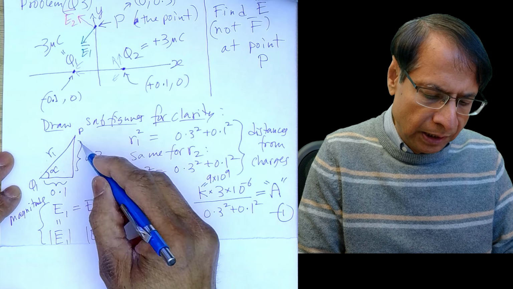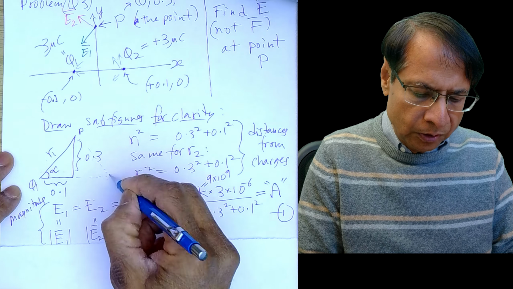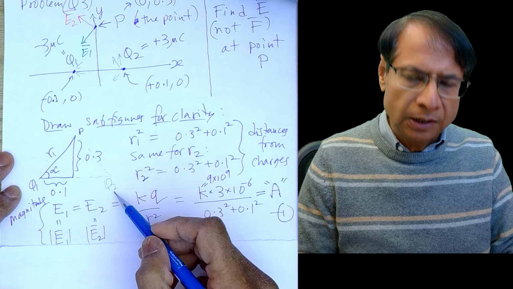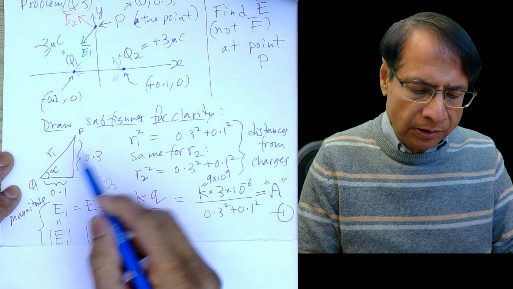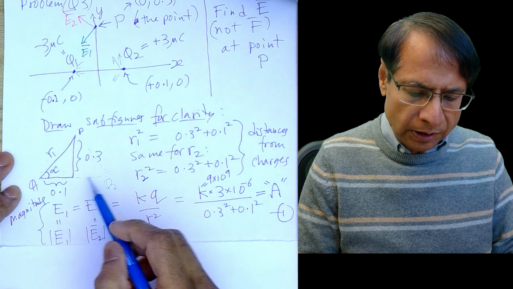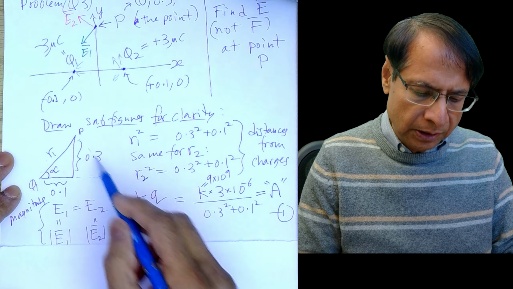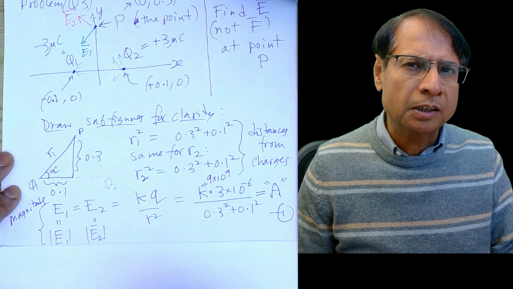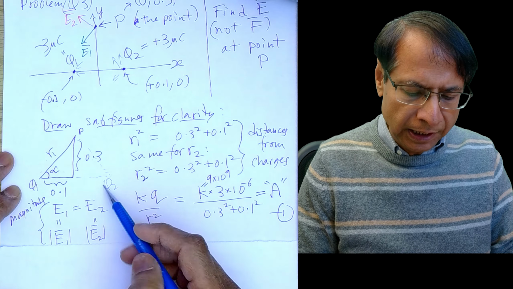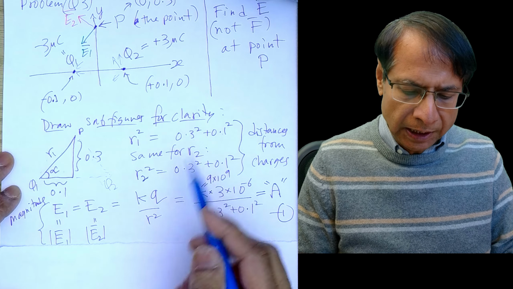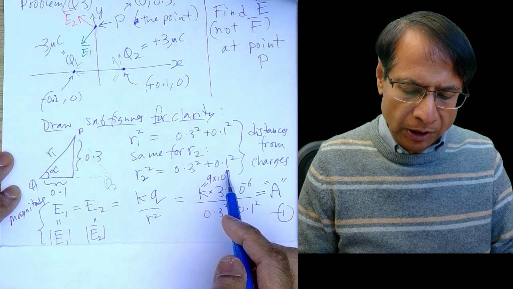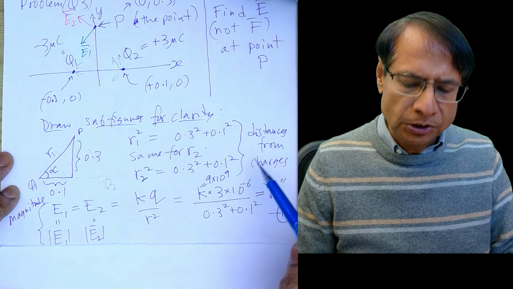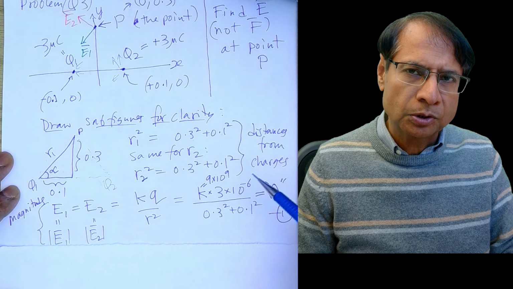Then on the other side, not shown, but over here you'll have your Q2. So this Q2 is the same thing. The triangle is a symmetric situation. This base is the same, this R is the same, the height is the same. It's the same triangle flipped over like a mirror image. So in any case, this R2 will be the same, 0.3 squared plus 0.1 squared. So these are the distances from the charges. You need that for Coulomb's law, which comes next.